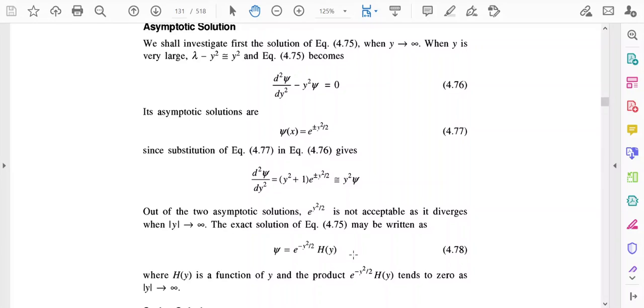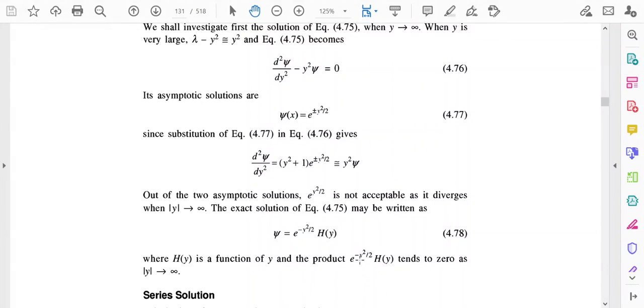into h(y), where h(y) is a function of y, and the product e to the power minus y²/2 into h(y) tends to 0 as y tends to infinity, that I have already told. Because of the factor e to the power minus y²/2, ψ will be 0 for y tends to infinity, that is ψ will not diverge. So after assuming the asymptotic solutions, we are now approaching close to the exact solution. So the structure of the exact solution should be like this. Now we will discuss the details, that is how to get the exact solution, and we will proceed step by step.